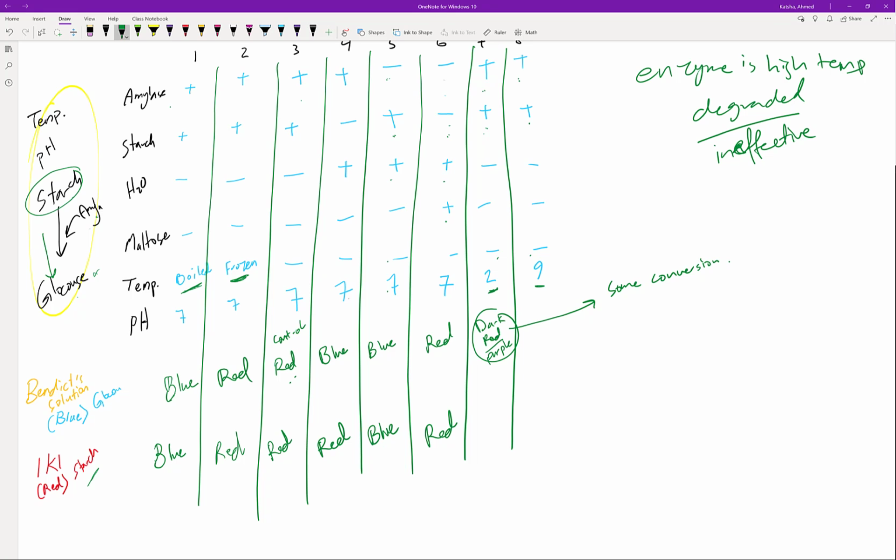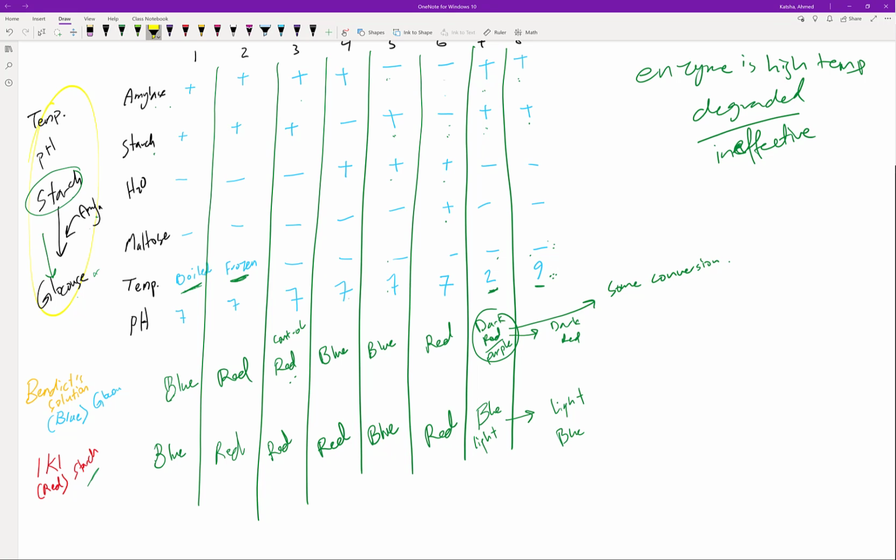Similarly, for the IKI, there will be some blue color. Like we can think of light blue maybe. There is some presence of starch remaining in the tube. And this is also the same situation here. There is some dark red and there is light blue. So basically this is the experiment and this is the interpretation of this experiment. That you need ideal conditions in temperature and pH. You need the presence of the enzyme and its substrate.